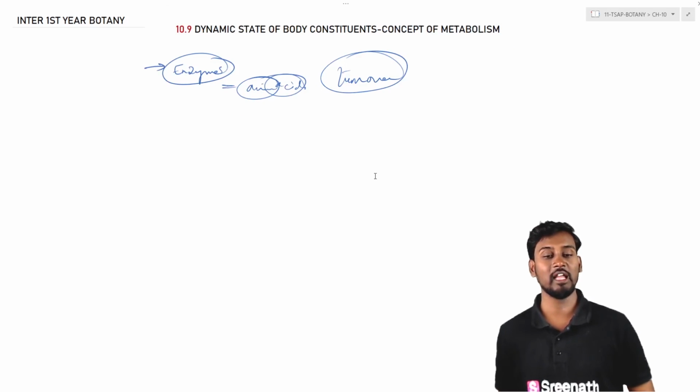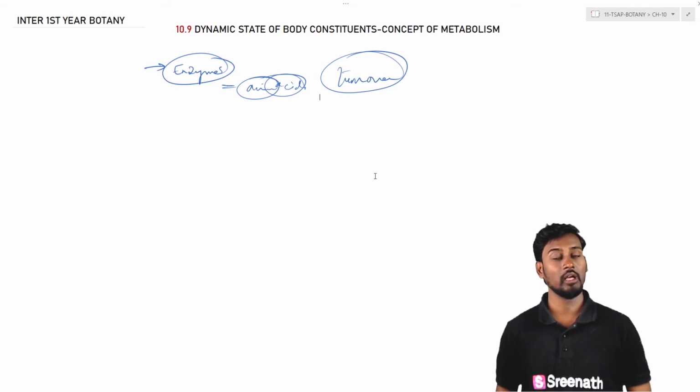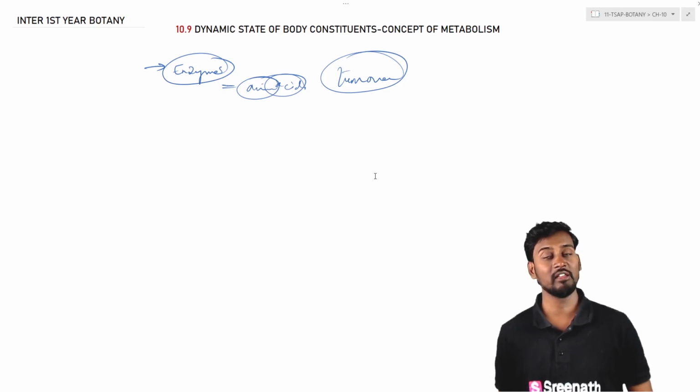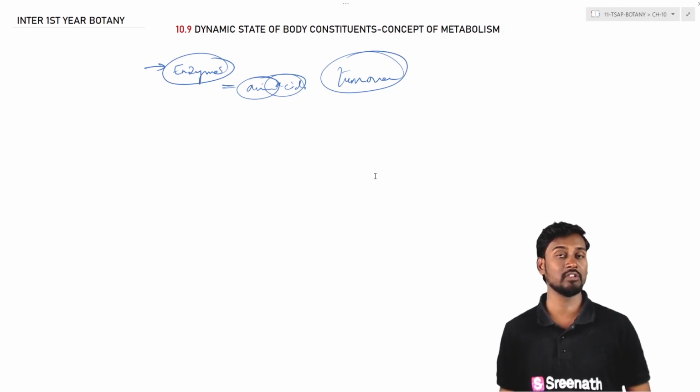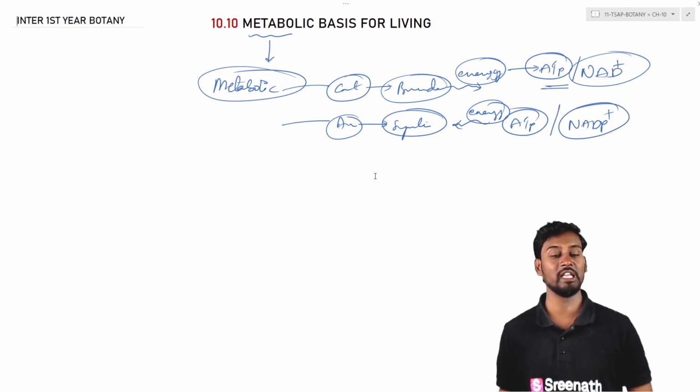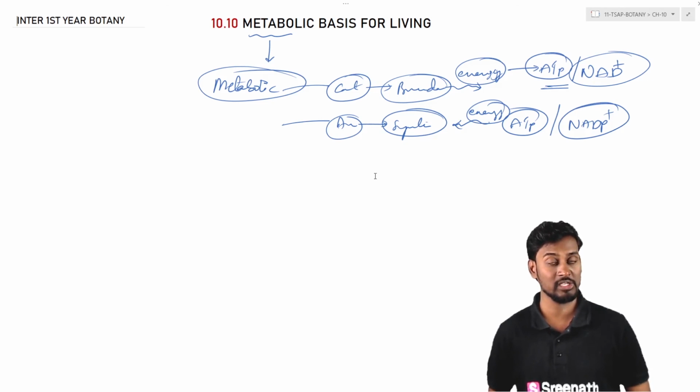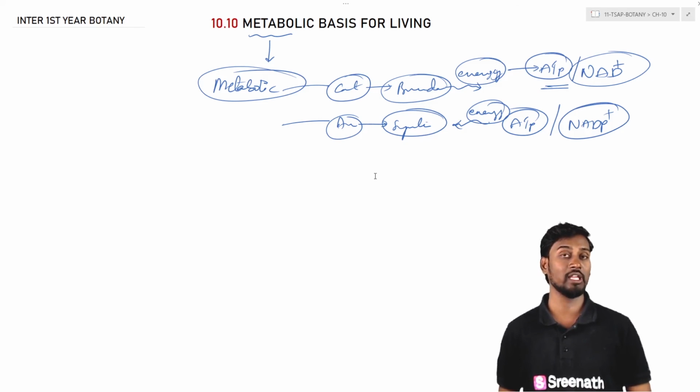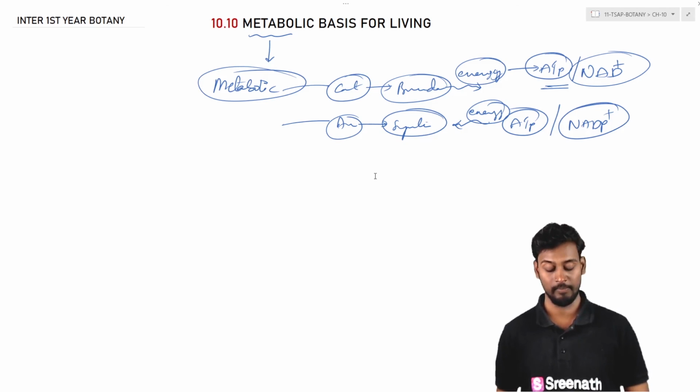And we can see the dynamic state of the body, that is generally the concept of metabolism, where the enzymes are constantly undergoing the process of making and breaking. So we can see the turnover is the factor which is generally involved in the metabolism of the enzymes. And the metabolic basis for the living reaction: metabolism is the reaction which shows the catabolic and the anabolic reactions together.